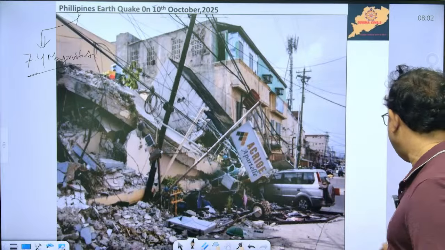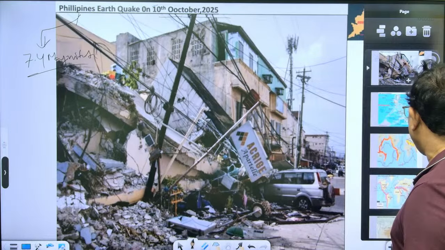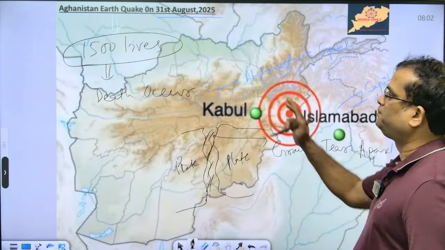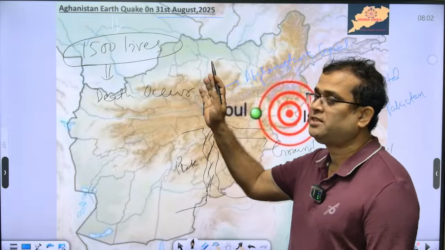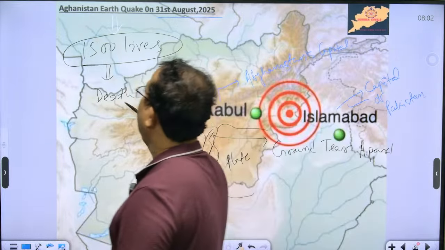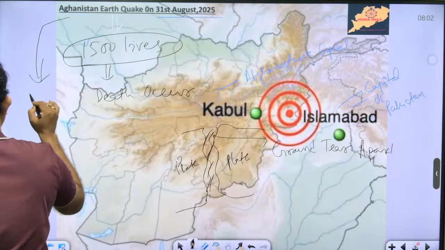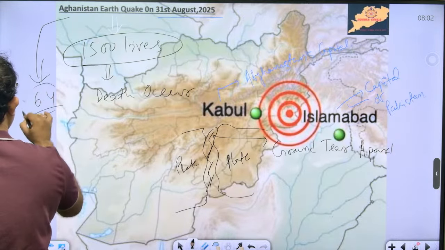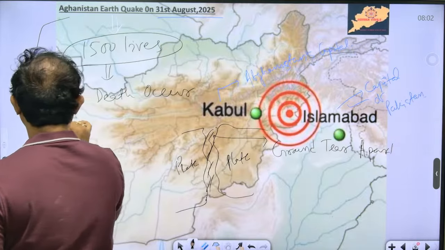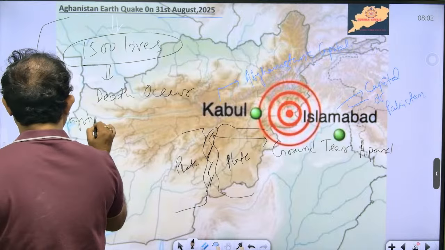Is it okay, Rolex now? Did you get it? And the same thing I explained in the Afghanistan case. The Philippines quake was 7.4 magnitude. In Afghanistan the magnitude was a little less, near about 6.4 or 6.5. This is 6.4 magnitude.